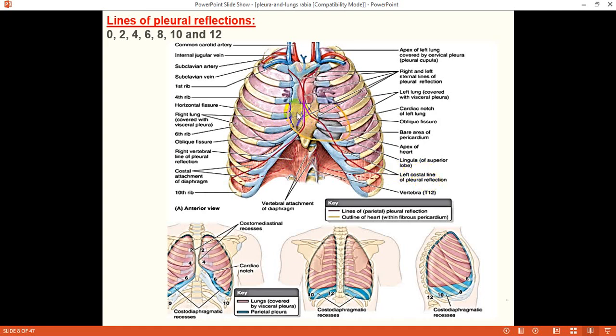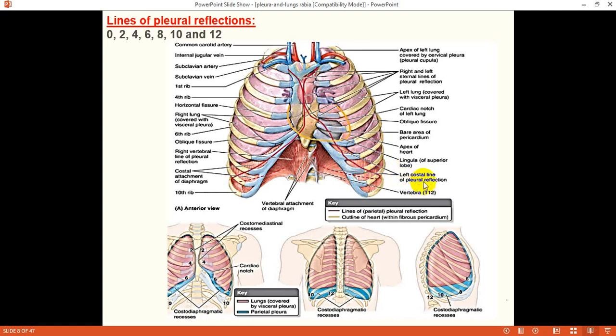On the left side, you can observe that the sternal line from the apex reaches the 2nd costal cartilage. From the 2nd to the 4th costal cartilage, it is a straight line, and then there is this cardiac notch. So the sternal line runs obliquely up to the 6th costal cartilage, from where it is continued over the costodiaphragmatic line of reflection.